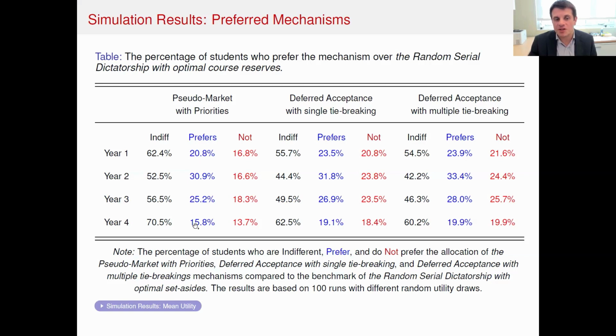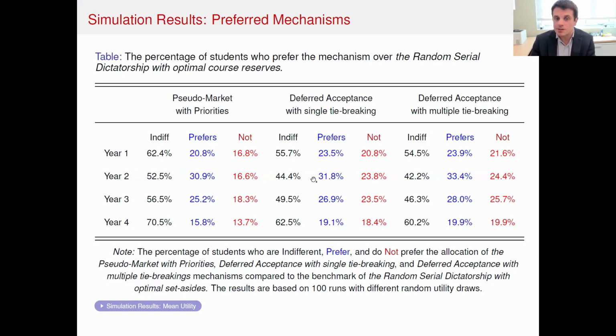Approximately between 15 and 20 and 30% of students prefer our mechanism to random serial dictatorship, but also a quite substantial number of students do not. Initially, we were very happy that we have a huge amount of the pseudo market with priority to prefer, but honestly, again, we are reporting exactly what we got in the data. You can see that for deferred acceptance, the percentage of students is even larger. So there may be much more students who prefer.